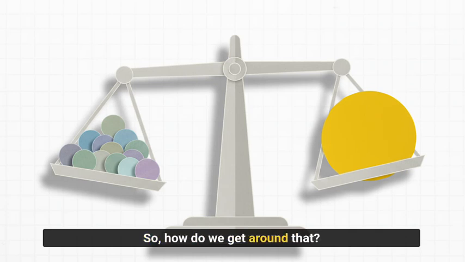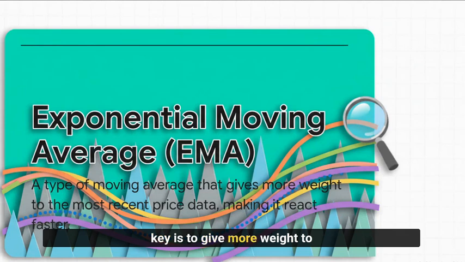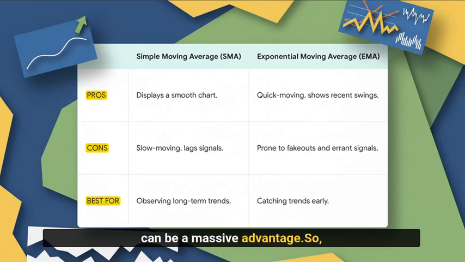So, how do we get around that? We need a smarter average. We need one that understands that what happened today is probably way more important than what happened 20 days ago. The key is to give more weight to the most recent price action. And that is exactly what the exponential moving average, or EMA, does. It puts more emphasis on what traders are doing right now. And because of that, the EMA reacts much more quickly to recent price changes, which, as you can imagine, can be a massive advantage.